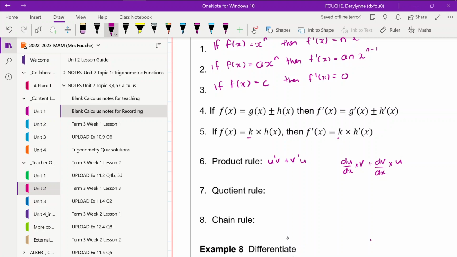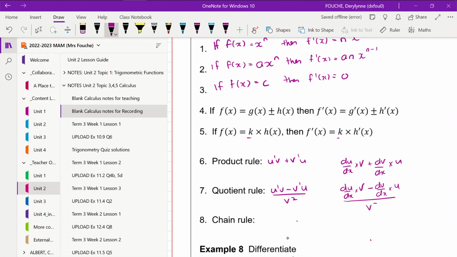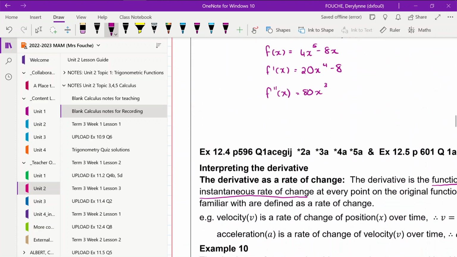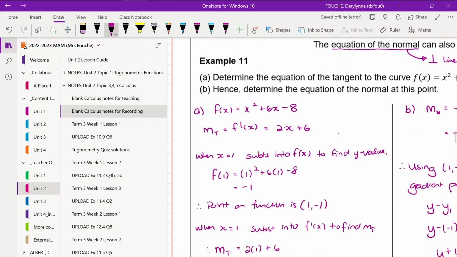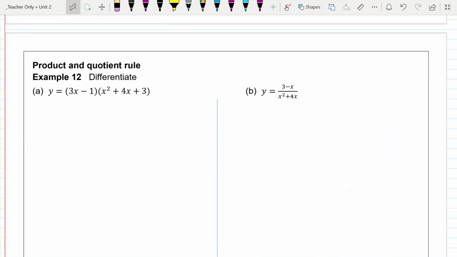Our quotient rule is u dashed v minus v dashed u over v squared. And on your formula sheet it's du by dx multiplied by v minus dv by dx multiplied by u over v squared. Okay, don't get freaked out by all the u's and v's. It is not too bad to do. Okay, let's have a look at how this works.